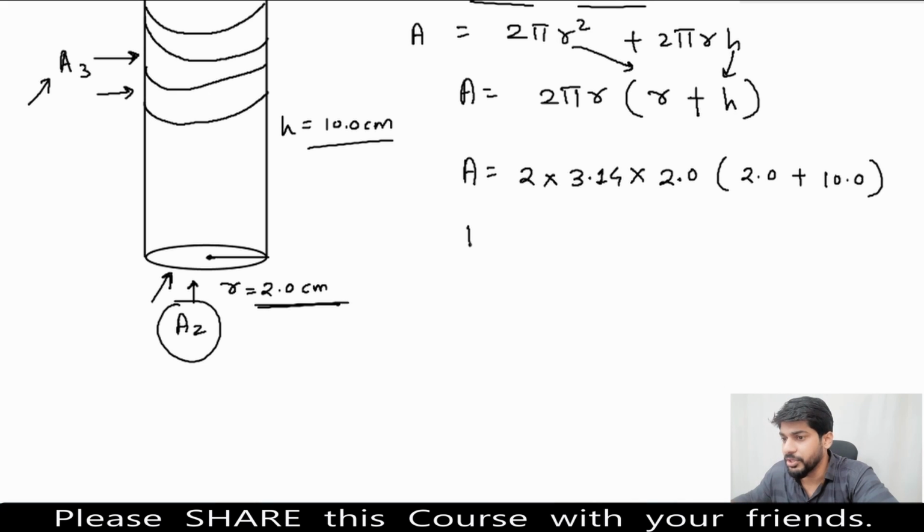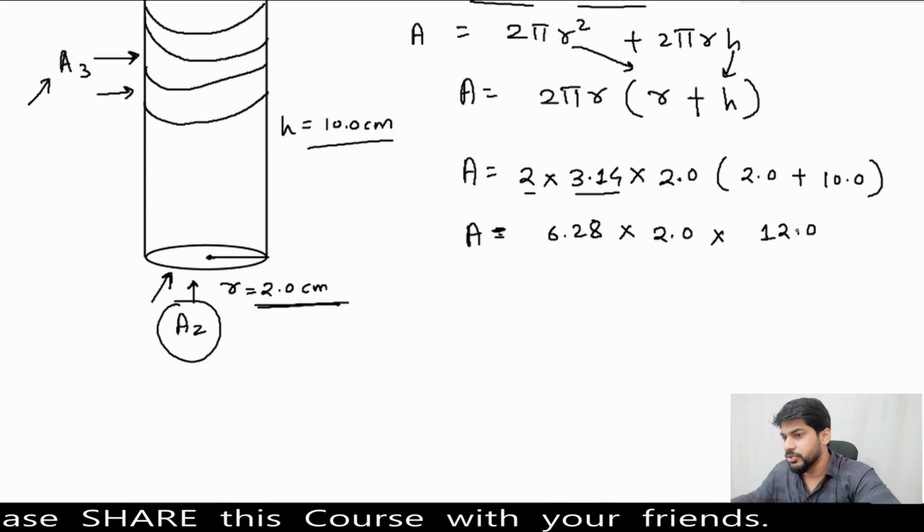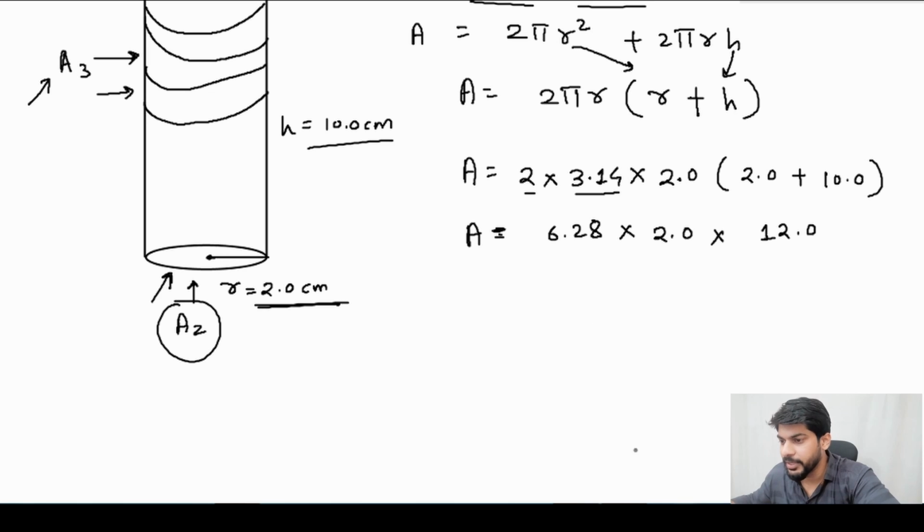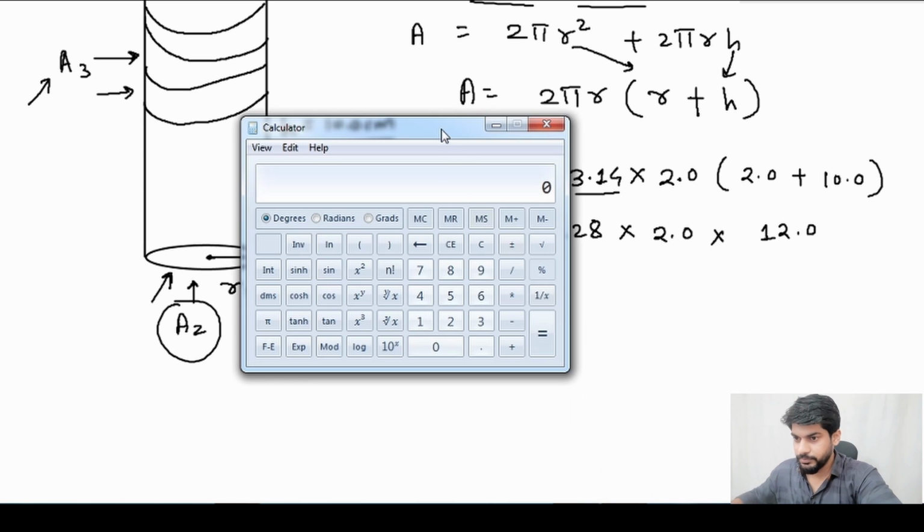A is equal to 2 into 3.14, which is 6.28, into 2.0 plus 10.0, which is 12.0, isn't it? So that's it. Let's solve this. Let's multiply. I will multiply this on my calculator. Here we go. Here it is.